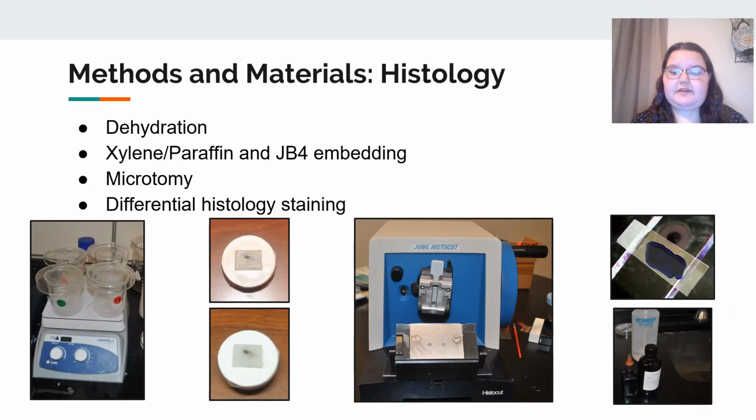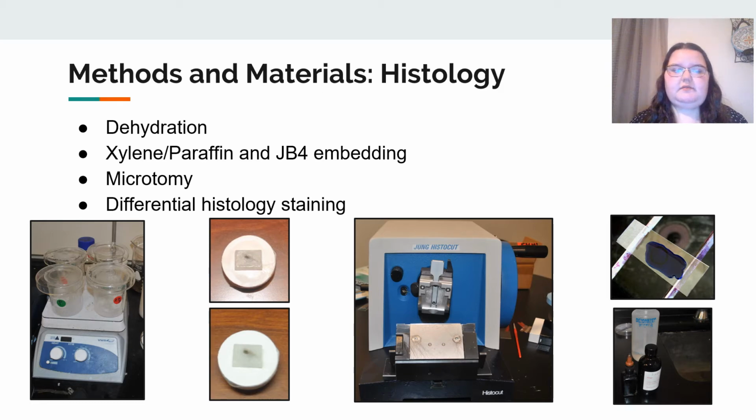So the last set of pups underwent histological preparation, and this process was definitely the most time-consuming and took the most amount of trial and error. We began by dehydrating these pups, and then this led to the embedding process. So we experimented with xylene and paraffin embedding versus JB4 embedding.